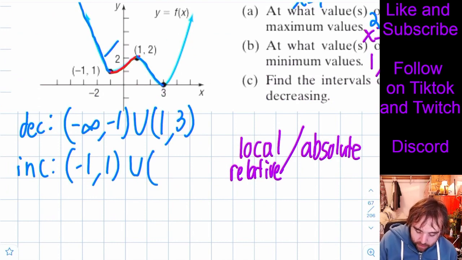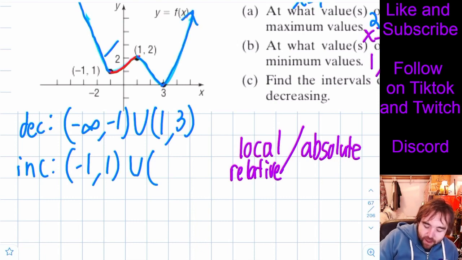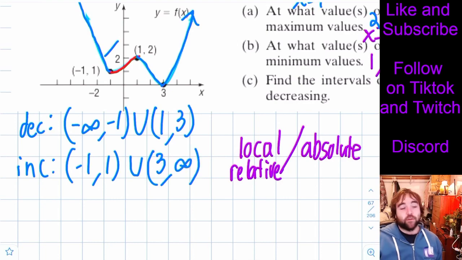Every graph on an XY plane, you should think of it looking left to right. So that's how you know that now we're going up. Because we're looking left to right. If we continue drawing the graph, we'd have to draw up. So we're increasing from 3 forever, all the way to infinity.